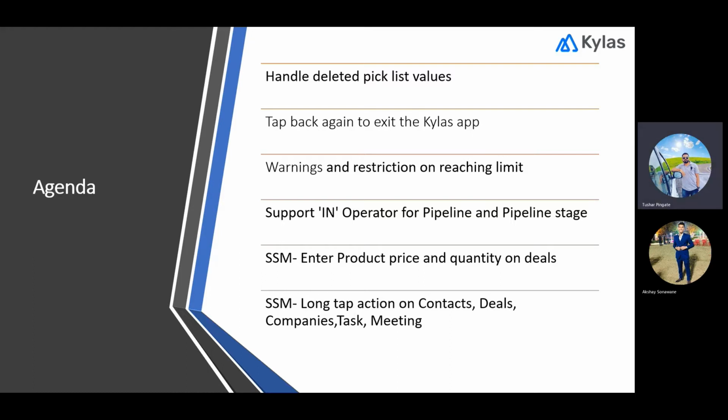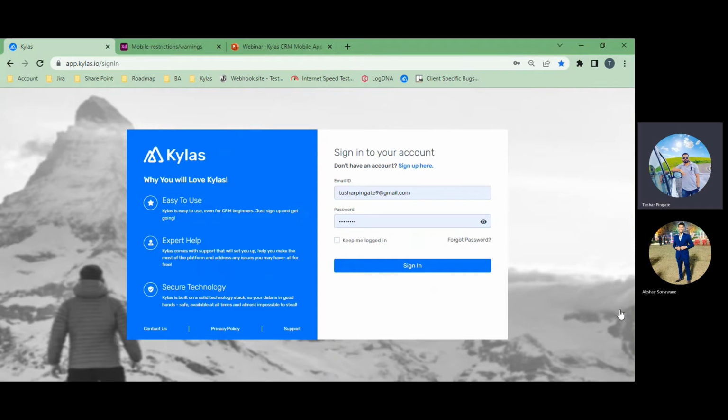application, then warnings and restrictions on reaching your record count, support in operator for pipeline and pipeline stage, entering the product price along with the quantity, and the long tap action that we have introduced on every listing page. Okay, so let's take a look one by one. I'm sharing my screen.